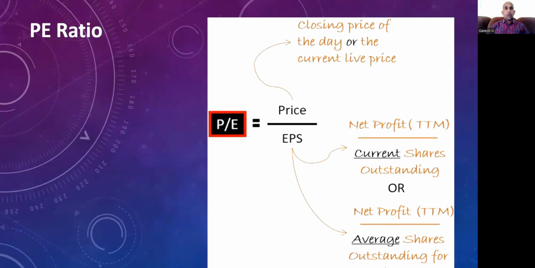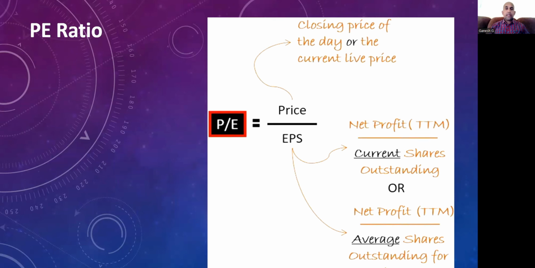PE ratio is price by earnings. Earnings in the sense of profit the company has got per year or per annum. What is the price? Price is the closing price of the day or the current live price of the stock. How do you calculate EPS or earning per share? Net profit, which means the trailing 12-month profit, divided by current shares outstanding, or net profit divided by average shares outstanding for the financial year.